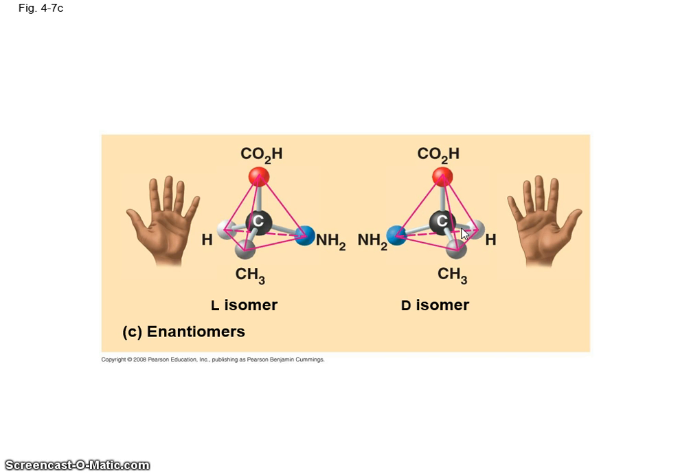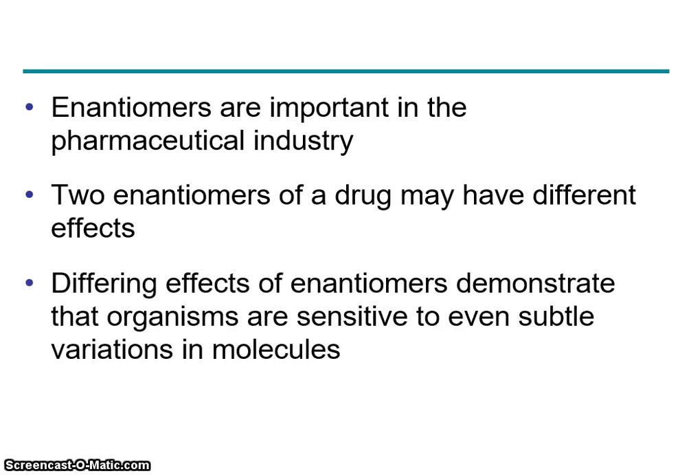Again, this one's a little hard to wrap your head around. We'll talk more about that in class when I see you guys next. Now, the reason that we talk about these is because, again, structure matches function. The shapes of these are very, very important to the function of those molecules. One example is in the pharmaceutical industry. If a drug is manufactured and there are 2 different enantiomers, those enantiomers may have different effects in the patient.